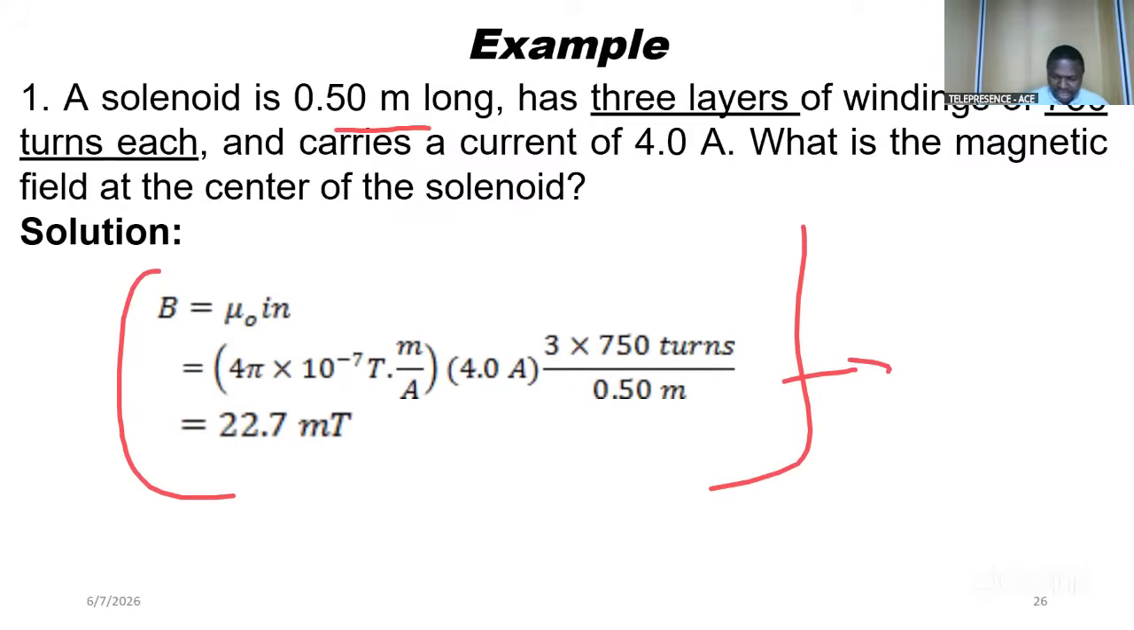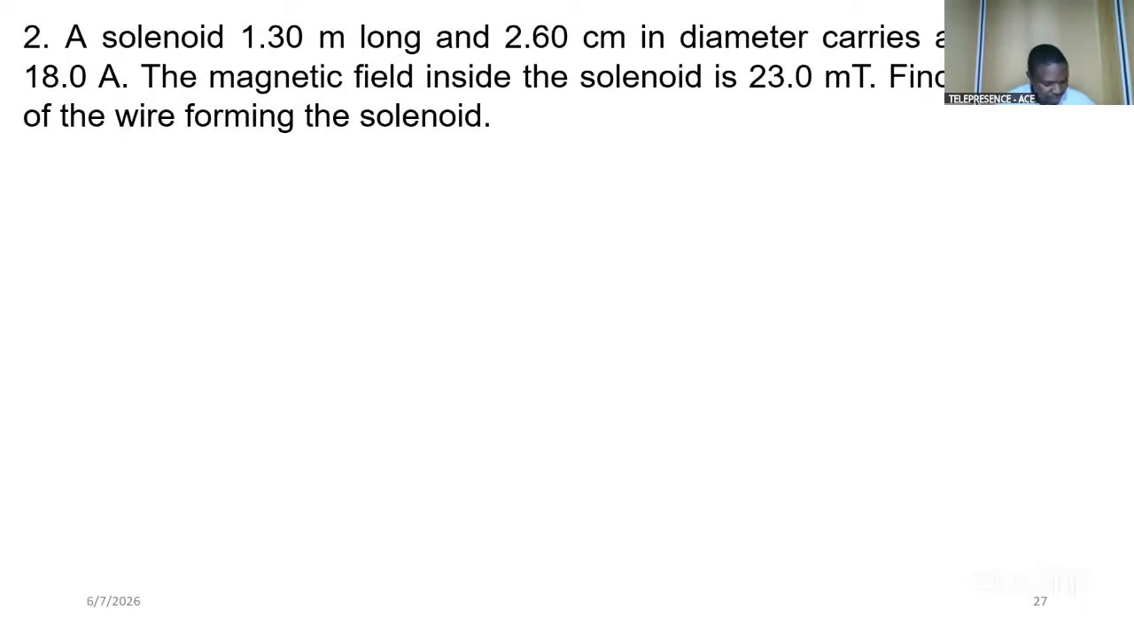Okay, so the next question is this. You are given this particular one. They said a solenoid 1.3 meter long and 2.6 centimeter in diameter, carrying a current of 18.0 ampere. The magnetic field inside the solenoid is given to be 23.0 millitesla. We are to determine the length of the wire forming the solenoid.